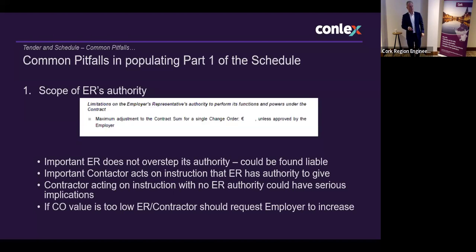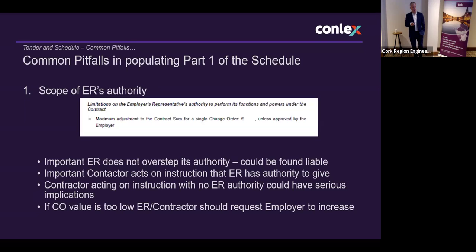The employer is supposed to insert a figure there in the blank, as you can see, next to the euro sign. Very often that figure can be quite low. A lot of the time people don't look to see what the figure is. Very often you'll see the ER issue instructions above their authority, which could have serious consequences, especially if the contractor doesn't pay it. Where the ER effectively has stepped outside its obligations under the contract, it has serious consequences for the contractor if it acts on instructions that the ER has no authority to give.